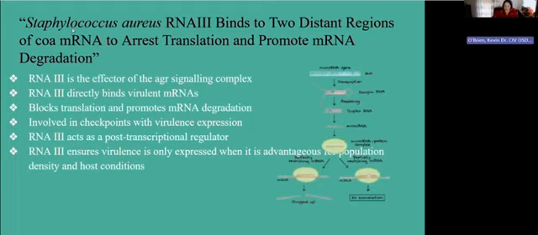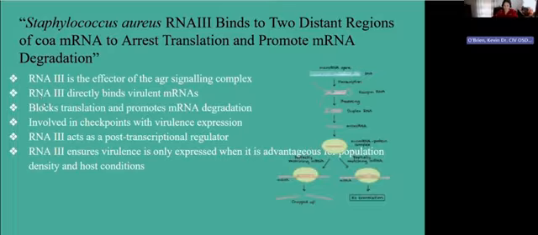Okay, and then the next journal I did was on Staphylococcus aureus RNAIII, which binds to two distant regions of coa, which is a gene. Actually, it's not a gene, it's an enzyme. And before that enzyme gets produced, it attacks the mRNA to arrest translation and promote mRNA degradation. So RNAIII is the effector of the agr signaling complex, and the agr complex is the accessory gene regulator complex, and it is responsible for quorum sensing, which is like how biofilm communicates.